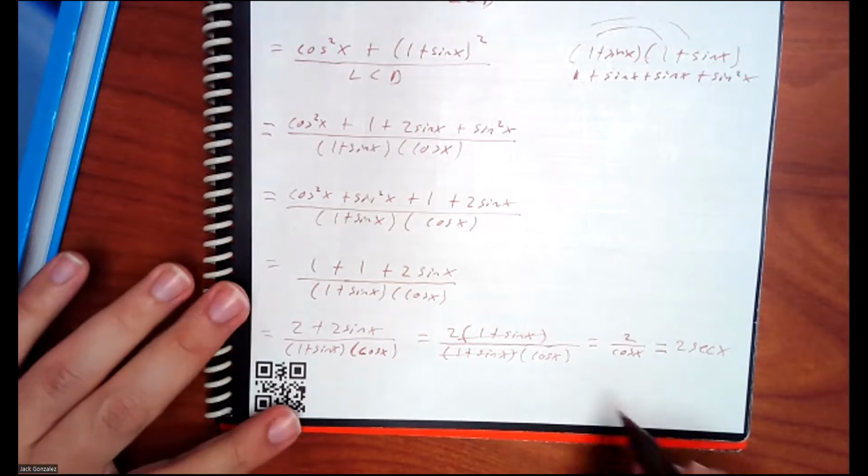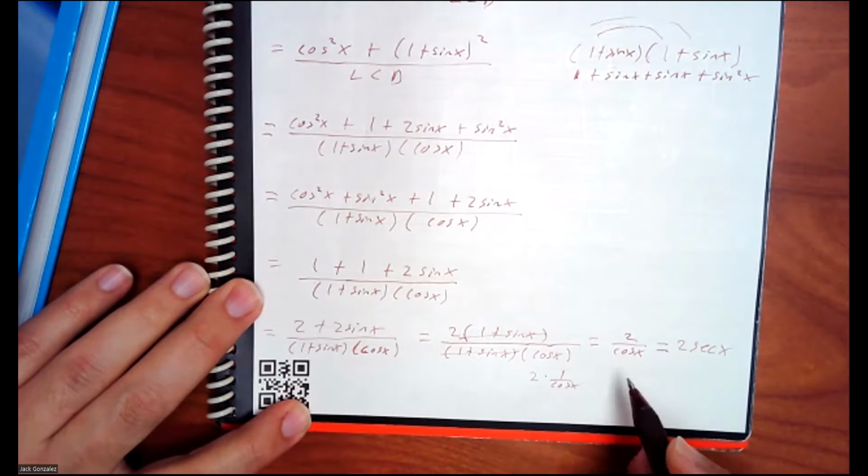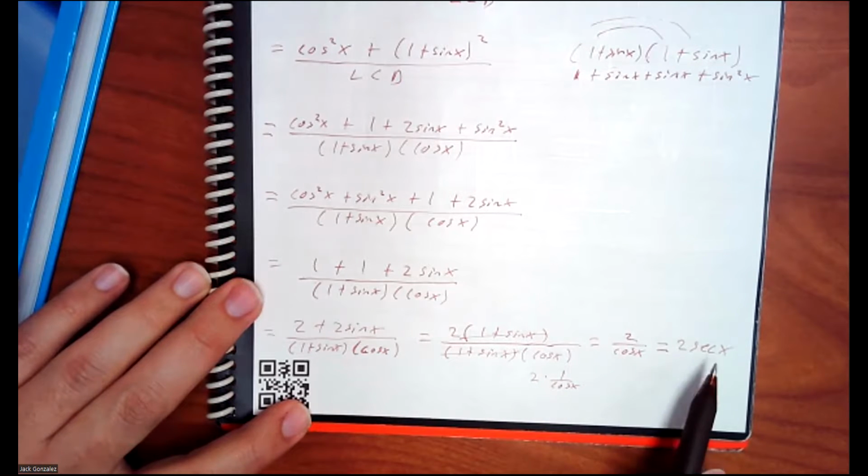Now, if you're wondering why is that, you could technically write it this way. 2 over cosine is the same as 2 times 1 over cosine. So this guy right there is secant.